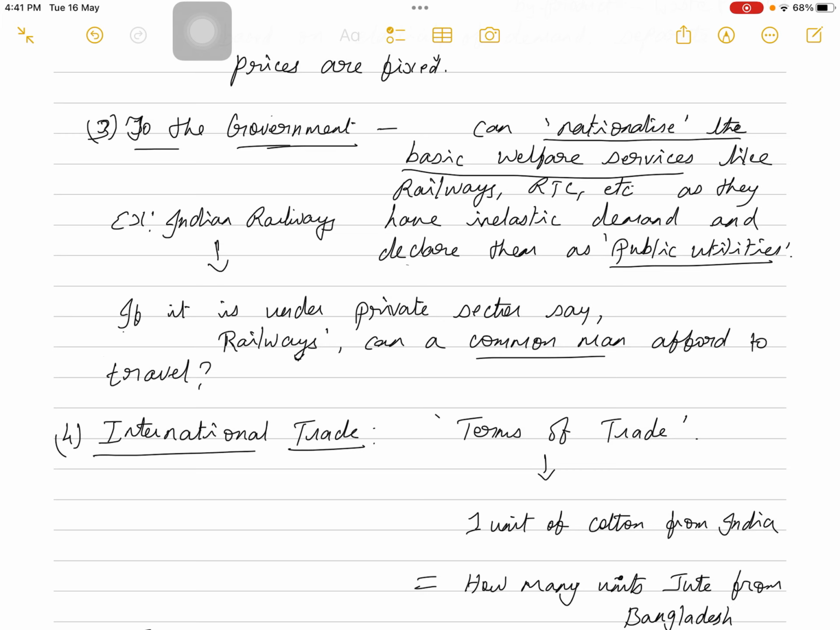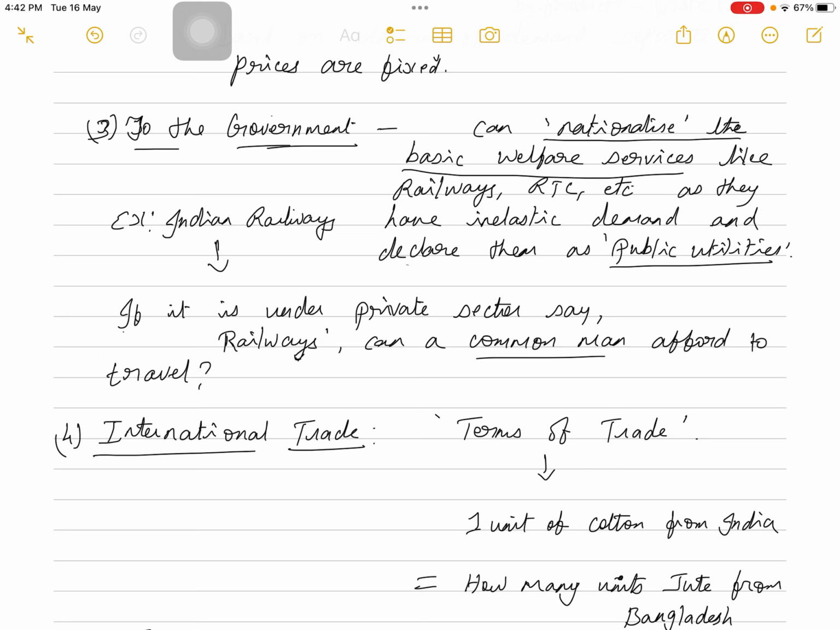So how is it helping the government? The government can nationalize the basic welfare services like railways, RTC, etc., as they have inelastic demand, and declare them as public utilities. See, now there are certain kinds of services like railways, RTC, post and telegraphs, water supply, power supply. So once upon a time during the British rule, all these services in our country were under the private sector. Once India attained independence, the government took over from the private sector, that is, the government nationalized them.